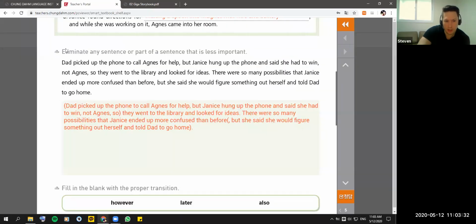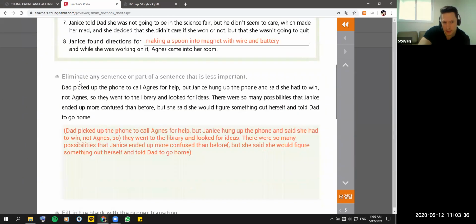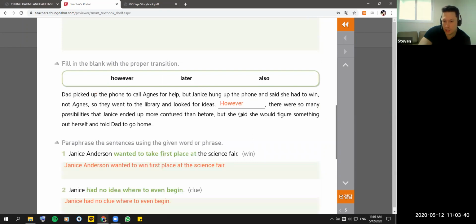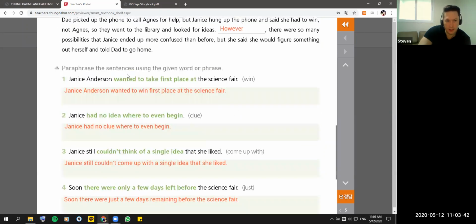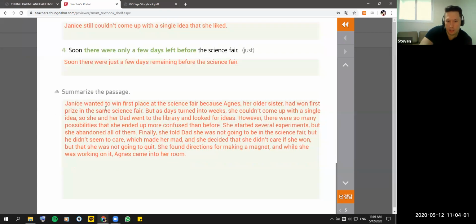So the rest of that page here, you can see this is where they complete the outline. This is the elimination. This is where they practice transition selection. And then here they are paraphrasing words using synonyms. So they would need to replace this with when. Replace wanted to take first place with when, and then they rewrite that sentence. And then you can require that they use these sentences to build what is provided at the bottom.